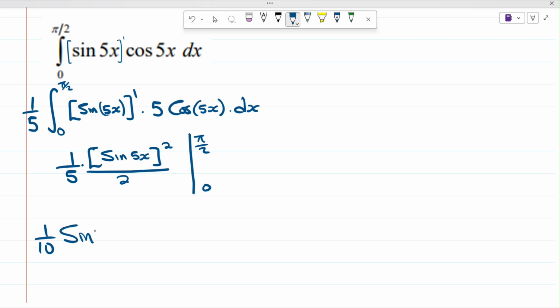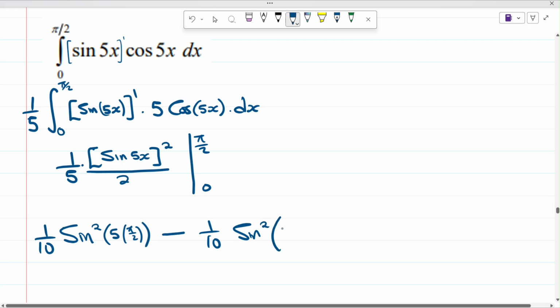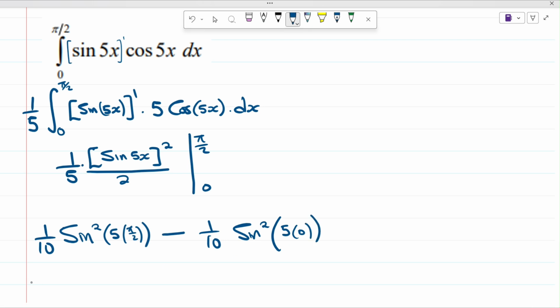So this is going to be 1 over 10 sine squared of 5 pi over 2, minus 1 over 10 sine squared of 5 into 0. Then let's see what we're going to get on our calculator. I'm going to punch it in right now. You can also punch the other side to make sure that we get the same thing, but I believe we will get the same thing, right?